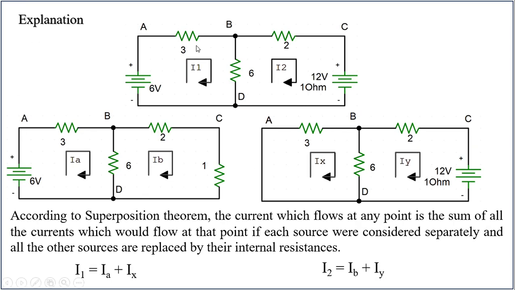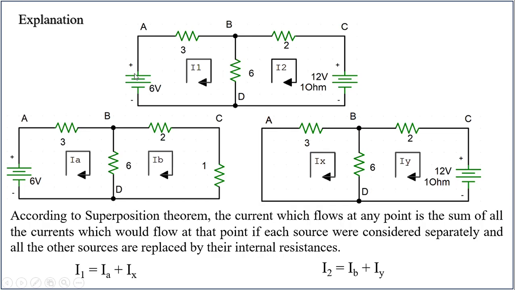So, the explanation. This is the circuit diagram. Now we know mesh analysis. I apply the mesh analysis technique on this and find I1, I2. Now in the same circuit there are two sources available. I will consider one source at a time. See, in this circuit, I considered only 6 volts. I didn't consider 12 volts. Rather, I replaced that source with its internal impedance, that is 1 ohm. The second source I replaced with its internal impedance.